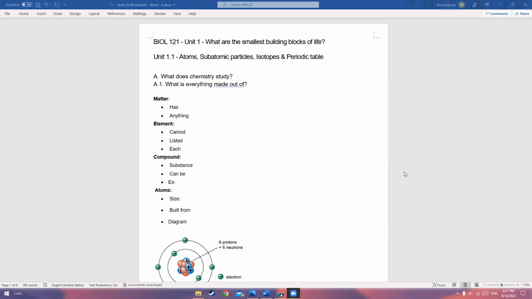All right, we are kicking off with Unit 1.1, which is focusing on atoms, subatomic particles, isotopes, and the periodic table. Now, the document that I'm looking at here is referred to as blank notes in D2L. These documents can be accessed for each unit that we cover. And as I am speaking, you will follow along and fill in the blanks on these notes here.